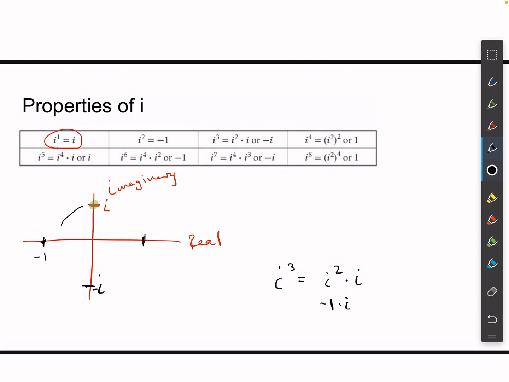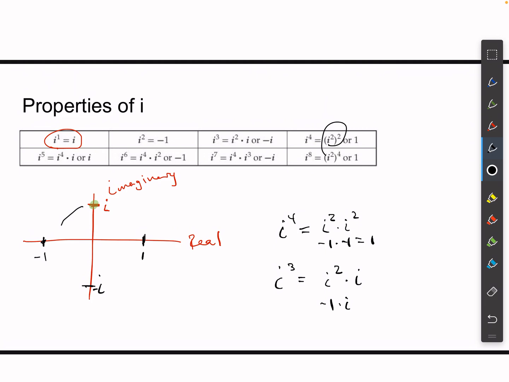Okay, now we bounce back to the real. So i to the fourth is the same thing as 1, because i to the fourth, as you see up here, is just i squared times i squared. i squared is -1. -1 times -1 is equal to 1. Okay, and then we just keep going around. So the thing to note here is that every 4 powers we are at a 1.